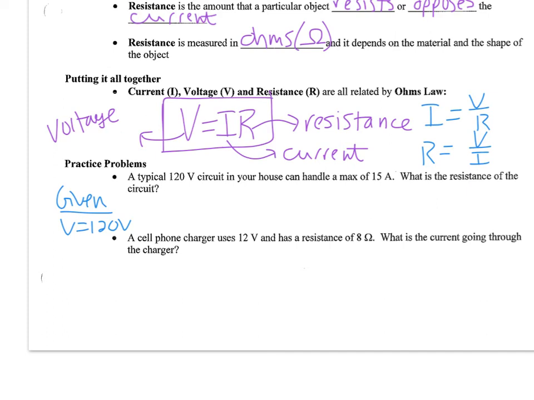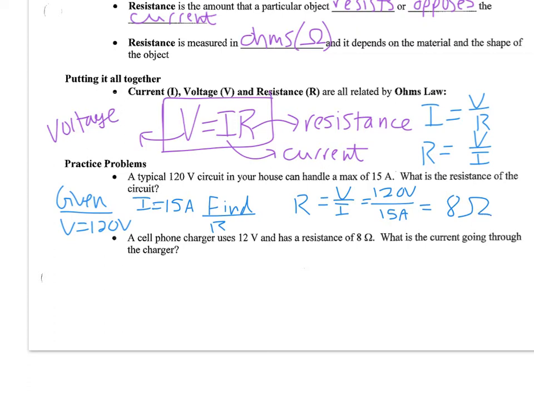Okay, so given the voltage of 120 volts and the current of 15 amps, sorry, there's not more space. We want to find the resistance. Resistance equals voltage over current. Really, really simple. So 120 volts over 15 amps equals 8 ohms. Technically 8.0 with sig figs.